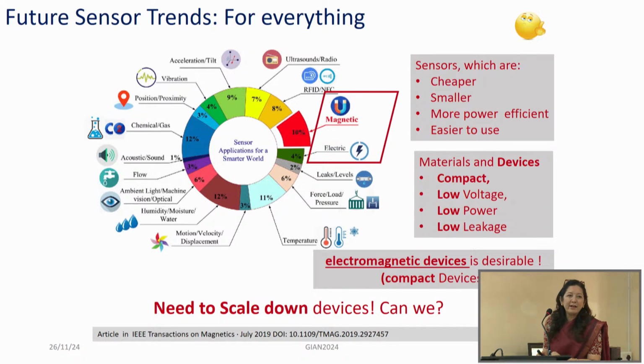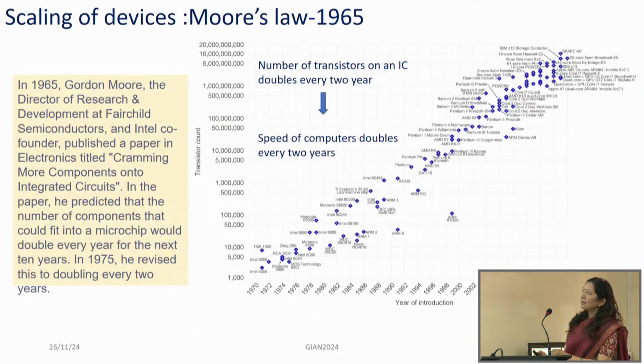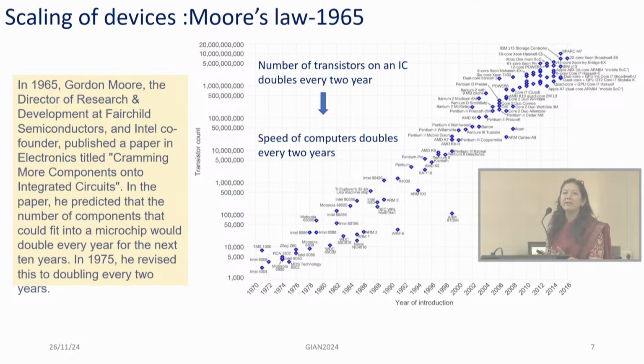So can we scale down the device is the question. So, scaling of device: Gordon Moore, who was a director of research and development at Fairchild Semiconductor and also a co-founder of Intel Corporation, published a paper where he claimed that every year the number of transistors on a microchip is doubling, and that's how the speed of computer is doubling every year.